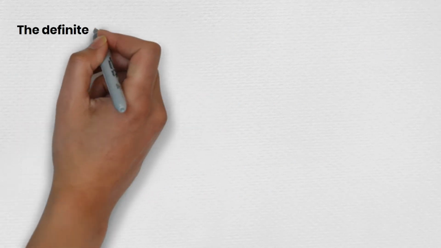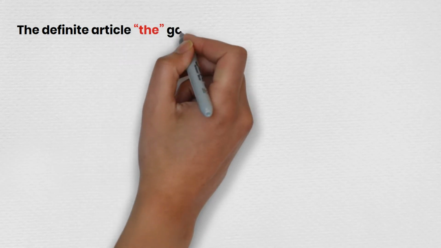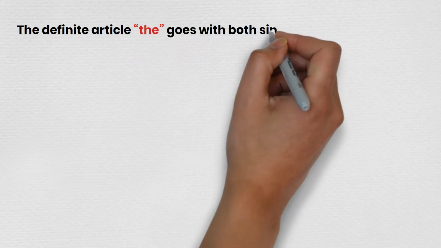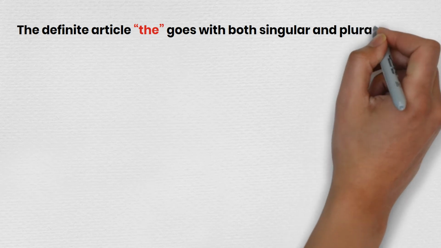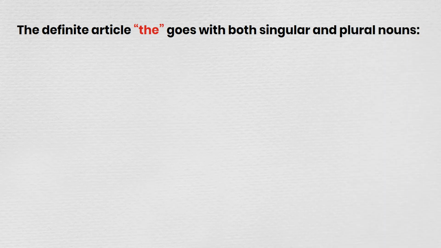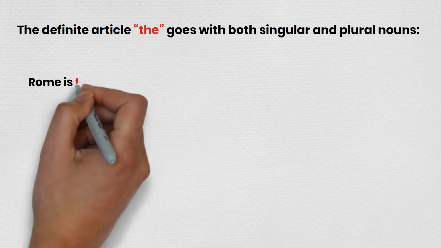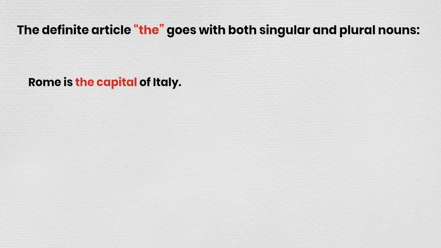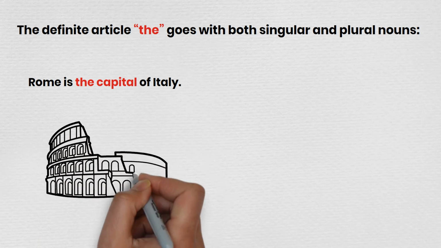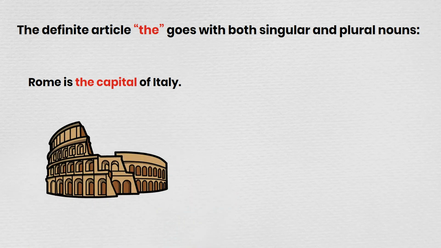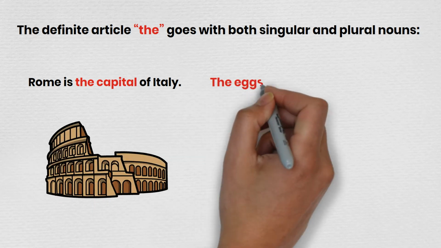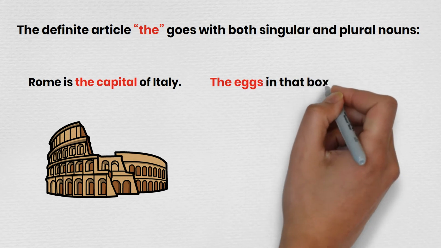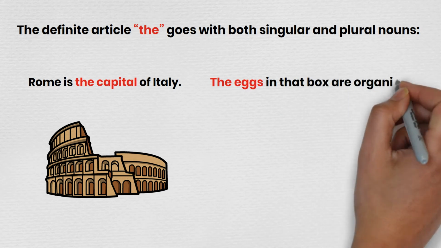The definite article, the, goes with both singular and plural nouns. Rome is the capital of Italy. The eggs in that box are organic.